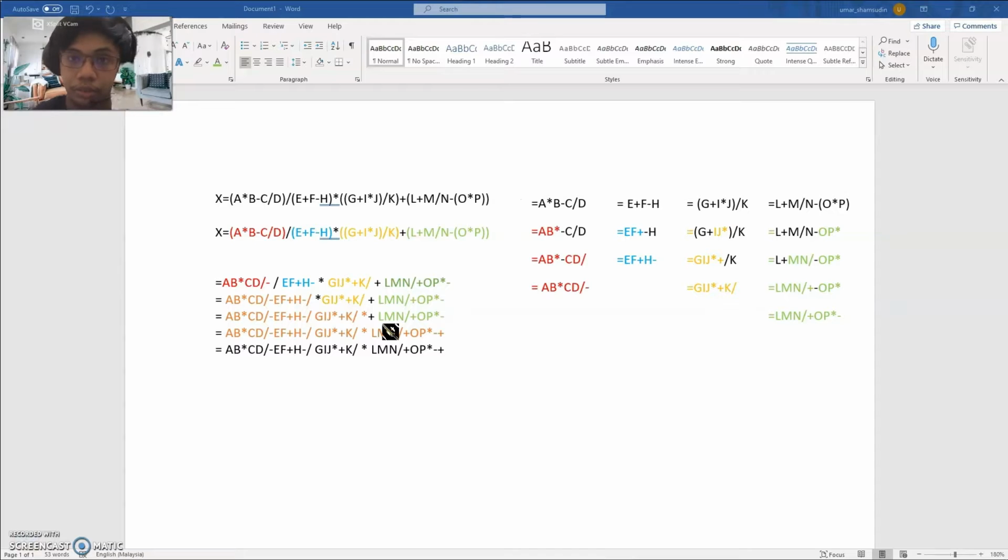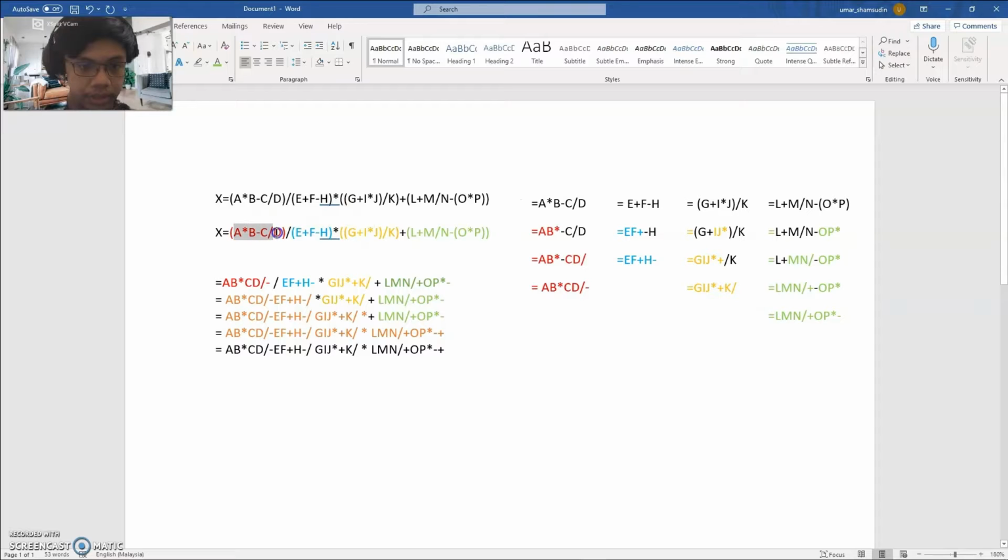Hello, my name is Umar and I'm going to show you how to convert Infix to Postfix. Right here I have an expression. I'm going to convert this Infix to a Postfix. Each bracket has its own color, so it's easy for you to see how I convert each bracket.